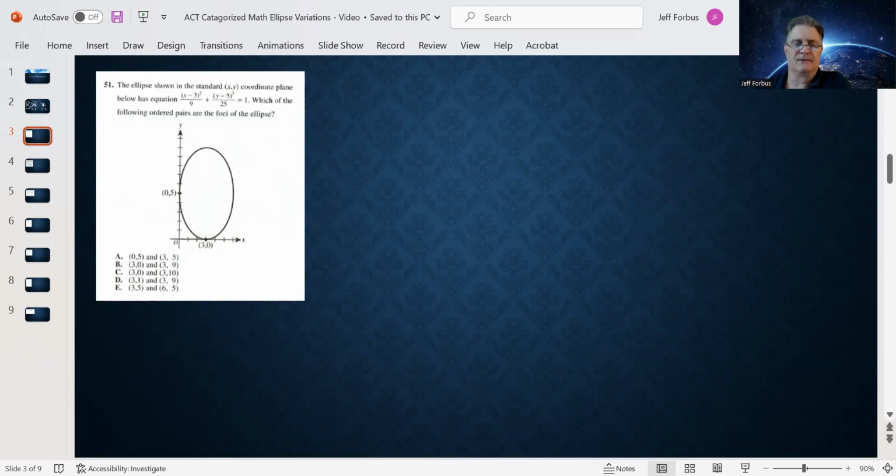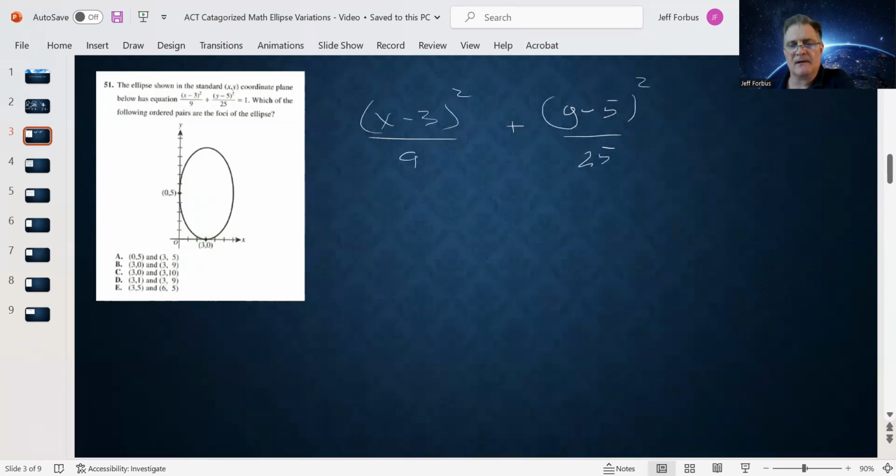So we have an ellipse that is elongated around the y-axis. So our major is going to be the y-axis, and our minor is going to be associated with the x-axis. It says, which of the following ordered pairs are the foci of the ellipse? All right, so here's what we have. We have the equation (x minus 3) squared over 9, plus (y minus 5) squared over 25, and that's equal to 1.